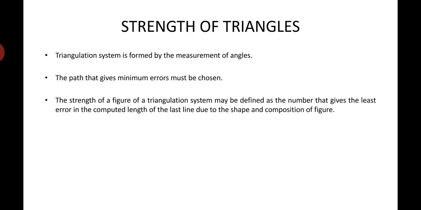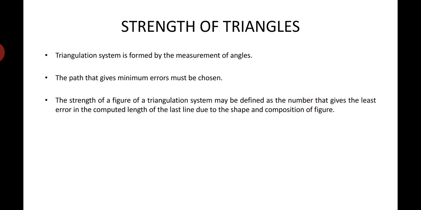Now here, if you see the strength of a triangle, that is, the triangulation system is formed by the measurement of angles. The path that gives the minimum error must be chosen, and the strength of figure of a triangulation system may be defined as the number that gives the least error in the computed length of the last line due to the shape and composition of the figure.